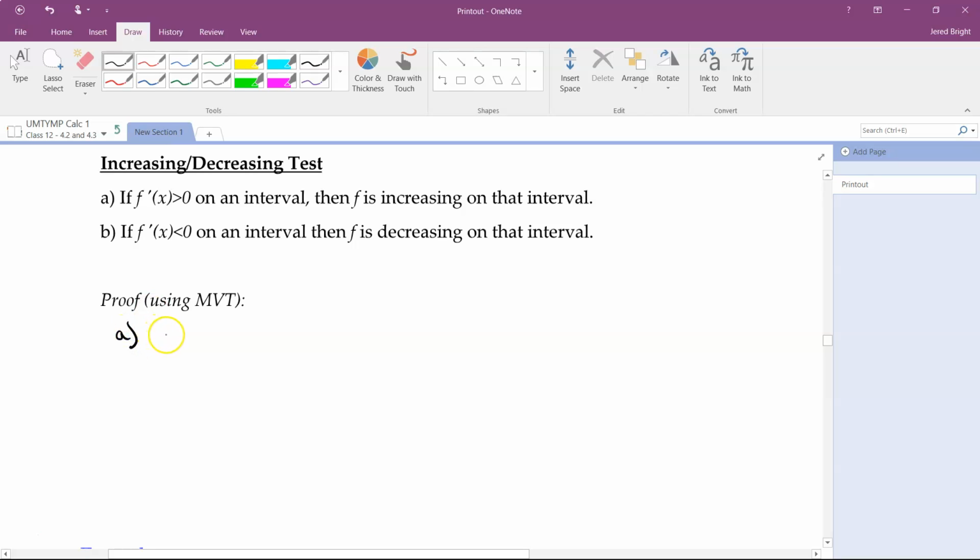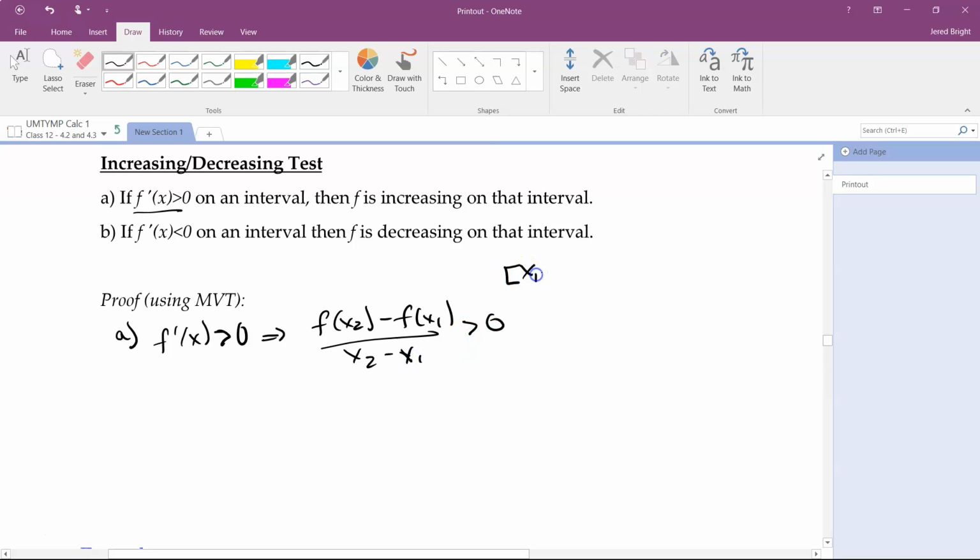If we look at just part A, and I'm not going to do part B for the proof, for part A we know that f prime of x is greater than 0, right? That's a given. Okay, so what does that mean? According to the mean value theorem, we would say f of x2 minus f of x1 over x2 minus x1 would be greater than 0. Imagine we were on the interval x1 to x2.